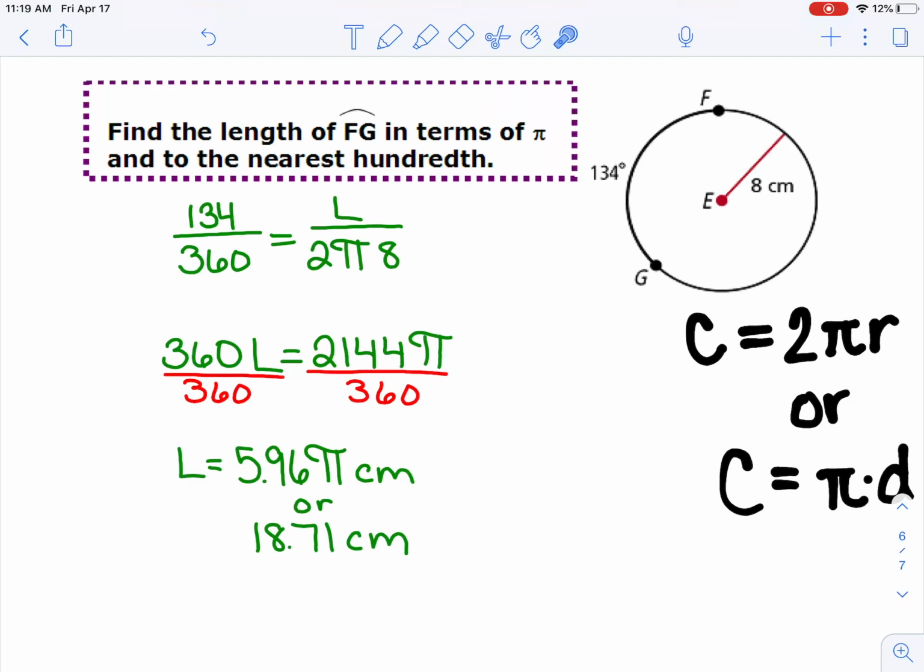If you leave your answer in terms of pi, you get L equals 5.96 pi centimeters. Or if you do type in the pi, you would end up with 18.71 centimeters.